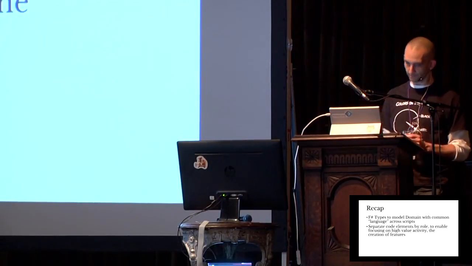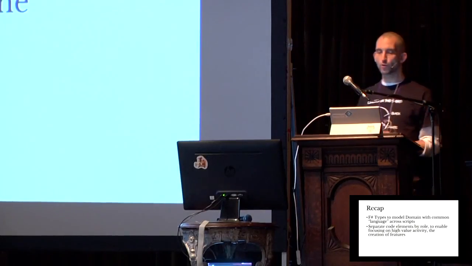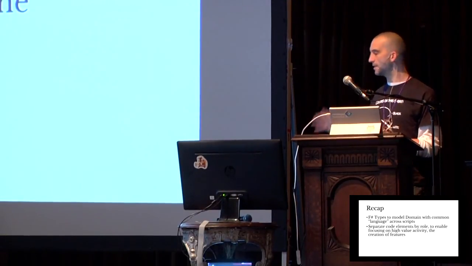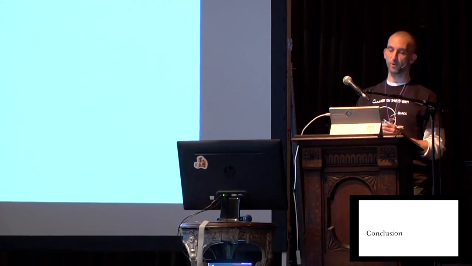It worked really nicely. So the recap here is that we have a nice statically typed language in F#, so we used types to model the domain so that we would have a language in our scripts which was reflecting exactly what we were trying to do. And we separated the code so that we could easily add and remove features, easily swap algorithms, and have a common workflow across all the experiments.